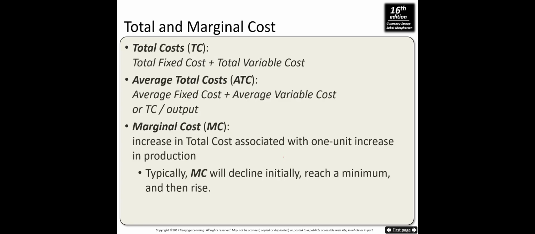So what is total cost? Total cost is the sum of total fixed costs and total variable costs. Average total cost is total cost divided by output. So when we say average, you always divide by the number of output.